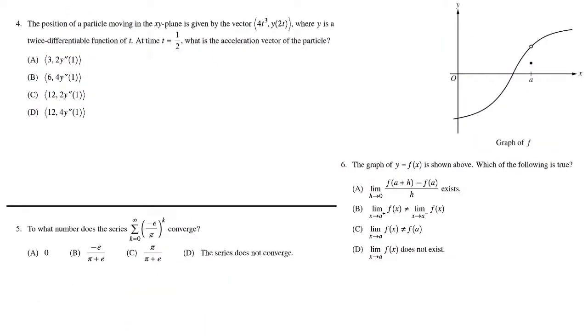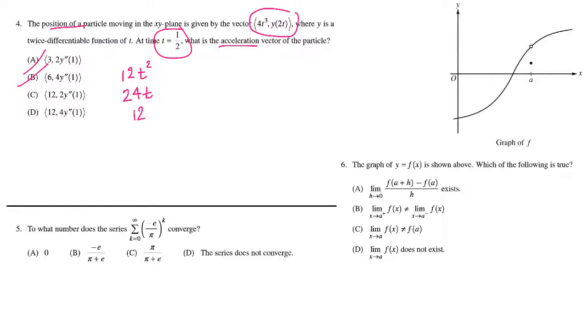Okay, number 4, we have the position of a vector, and then we are asked where y is a twice differentiable function of t. At time t equals 1/2, what is the acceleration of the particle? So from position to acceleration, I needed to do the derivative twice. So I'm going to start with the first part. If we do the derivative of 4t cubed, that's going to give us 12t squared. And then that's going to give me 24t. And so 24t at 1/2, that's going to give me 12. So that gets rid of choices A and B pretty quickly.